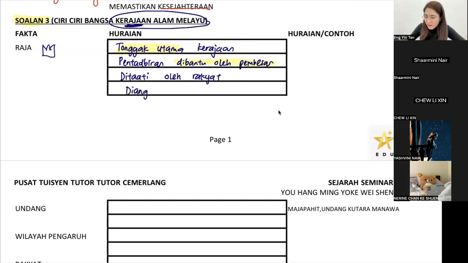You say that the king dianggap suci. If you base on the textbook, you write this, you can also get 1 mark. Suci means holy. Everybody, you guys understand?